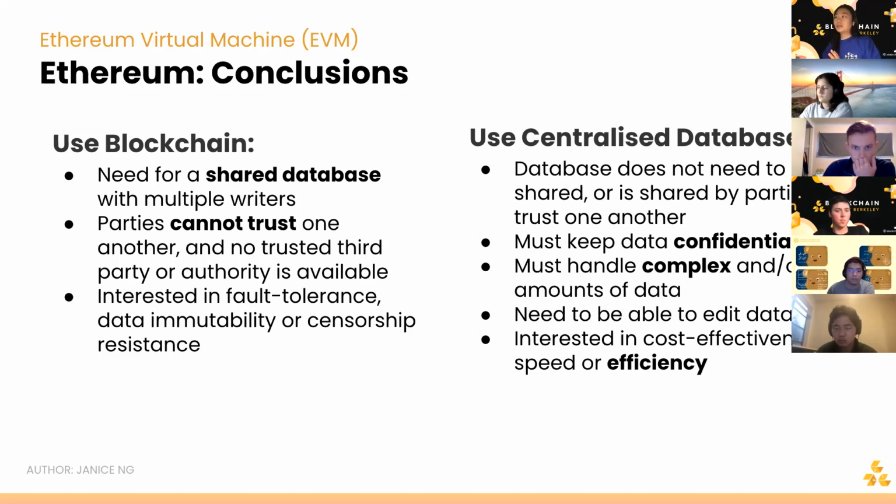And you would use a decentralized database when you're sharing information with parties that you trust, when you keep data confidential, and when you have to handle complex and large amounts of data, because remember, Ethereum is not efficient. And you need to be able to edit the data, because again, it's immutable. So you can't really go back and change your name or any information.